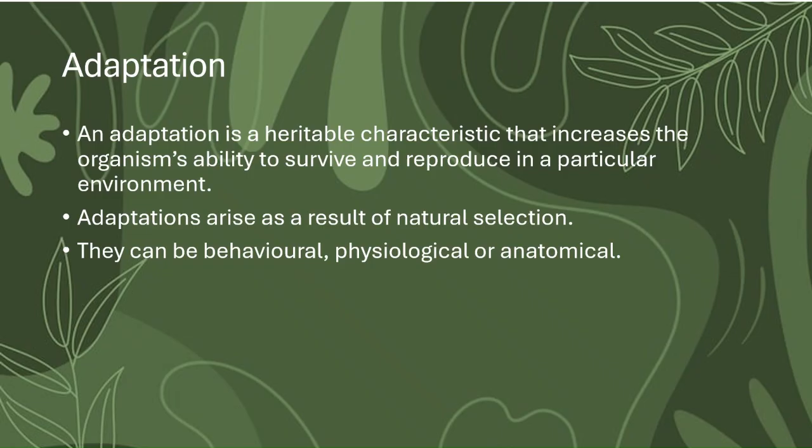We've been through this before, so we're going through it again. Adaptation is a heritable characteristic that increases the organism's ability to survive and reproduce in a particular environment. Adaptations can arise as a result of natural selection, and they can be behavioral, physiological, and anatomical. A more detailed video on adaptations should be already out, so do check it out if you need a quick revision.